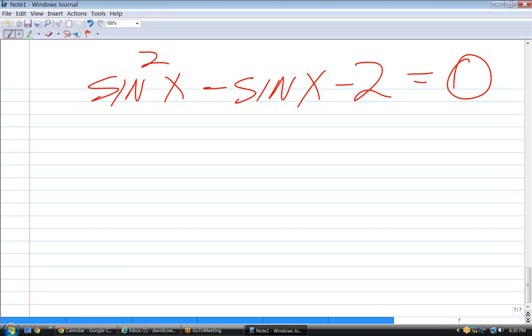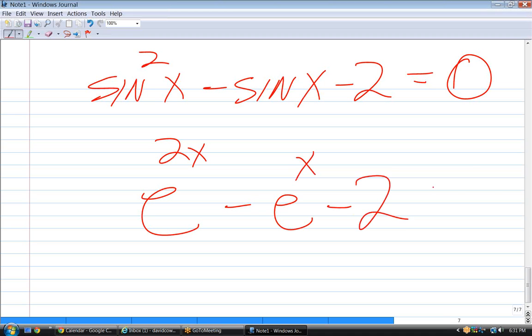Think of this as a quadratic in disguise. It's actually called a quadratic in sine x. If it was cosine everywhere, it would be a quadratic in cosine x. You can have various quadratics. You can have a quadratic in e to the x. That is the same quadratic, only that's a quadratic in e to the x.